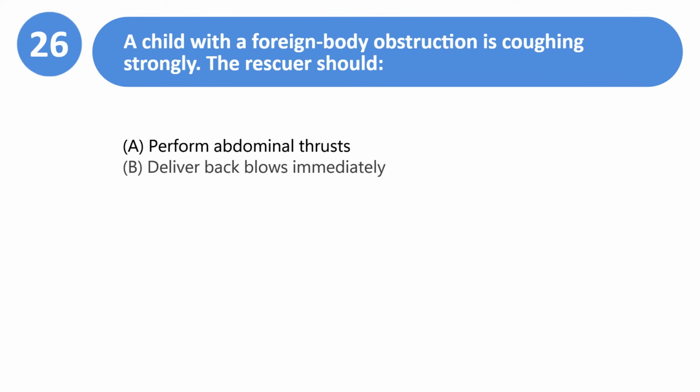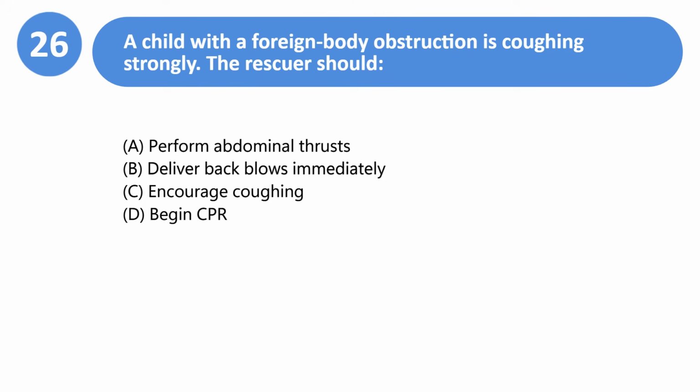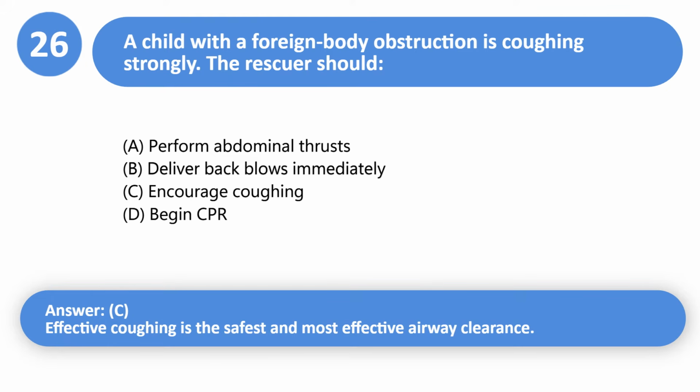A child with a foreign body obstruction is coughing strongly. The rescuer should: A. Perform abdominal thrusts. B. Deliver back blows immediately. C. Encourage coughing. D. Begin CPR. Answer, C. Effective coughing is the safest and most effective airway clearance.